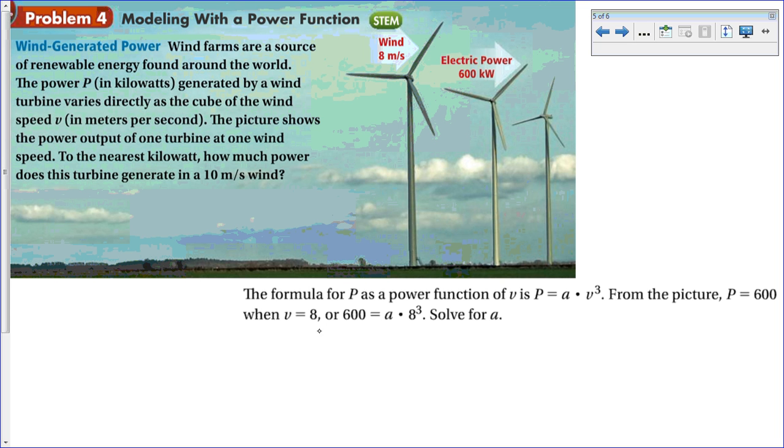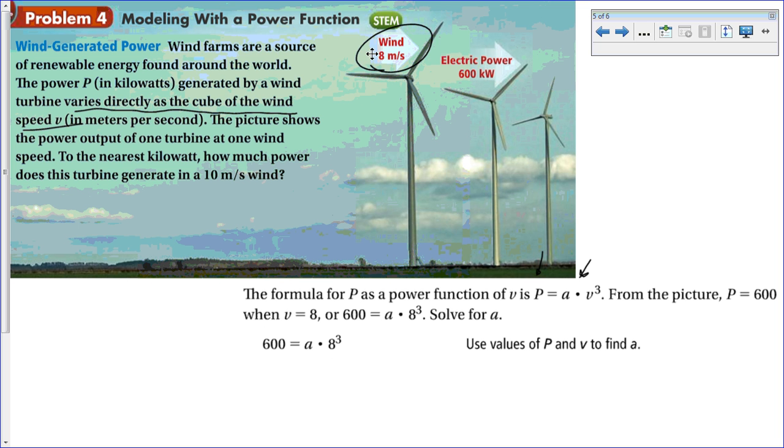So what do we know so far? Well, we know that 600, because we're using our formula here, equals A times 8 cubed, because again, we have power equals our proportionality constant times our wind speed cubed, which is what I got from up here. Varies directly as the cube of the wind speed V. All right, so we know P is 600. We don't know A, but we know V is 8 meters per second, because that's what we have here.